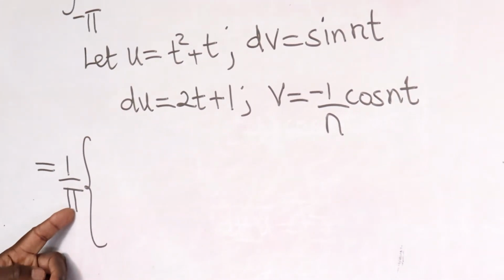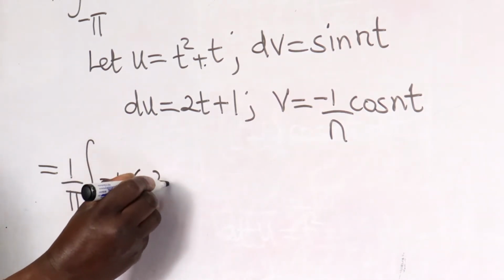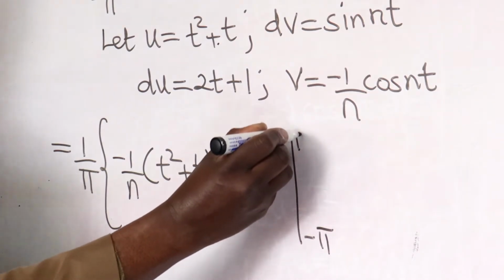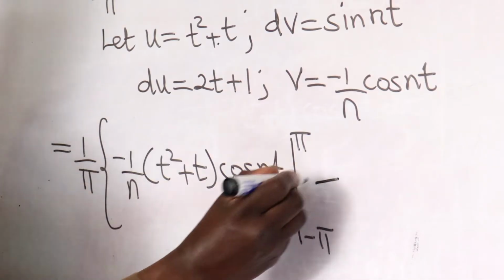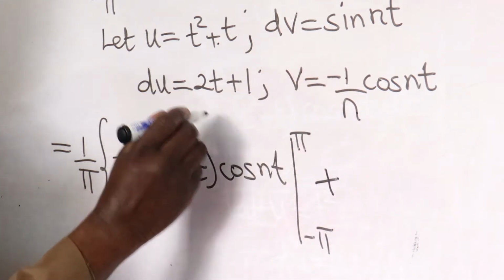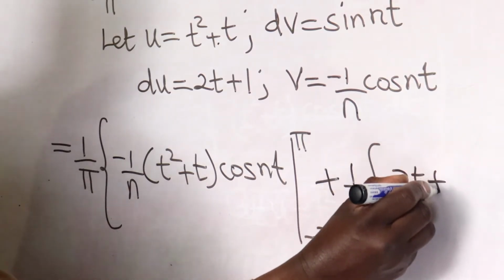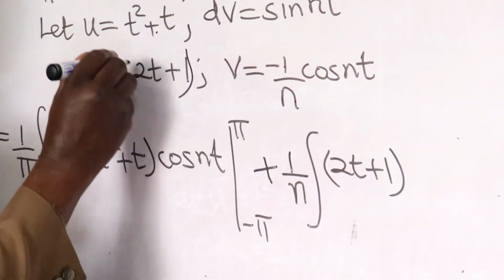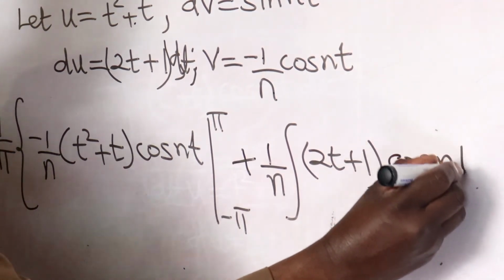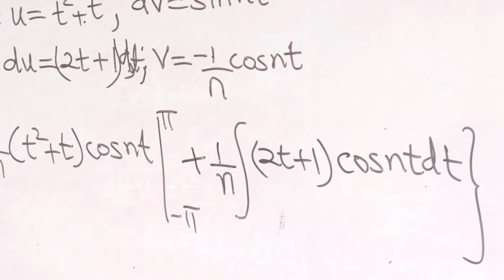So we have this one as 1 all over pi, 1 all over pi uv. It is minus 1 all over n into t squared plus t, now multiplying cos nt. We are doing it from minus pi to pi. Minus from integration by parts, and this minus, it will be plus. Now we have 1 all over n. 1 all over n is a constant. We can put it outside an integral sign. So we have inside here 2t plus 1, which is from du. Our du was this dt. Add the dt here. So multiplying cos nt and then dt from du. So that is that.